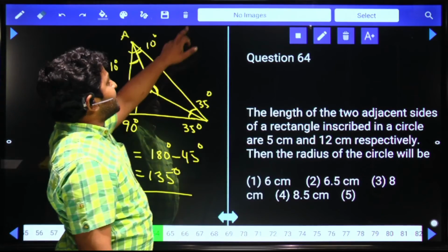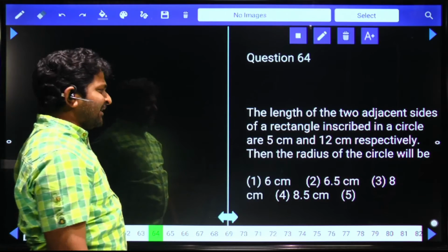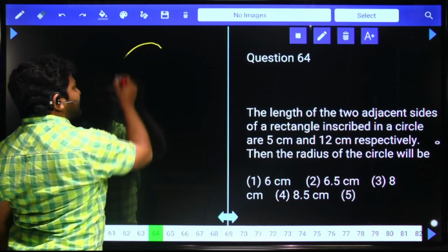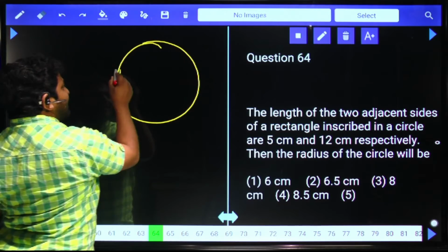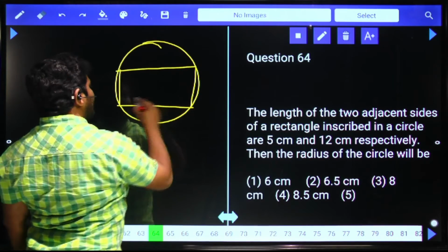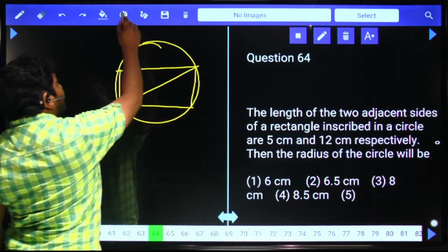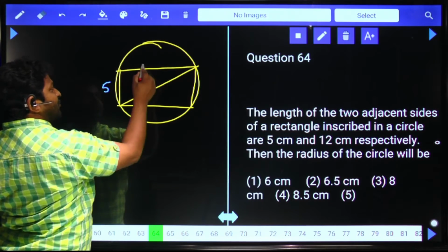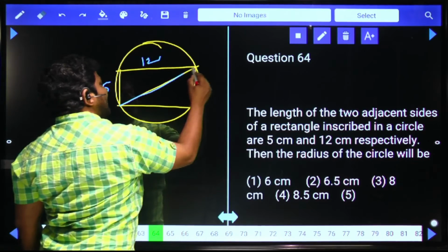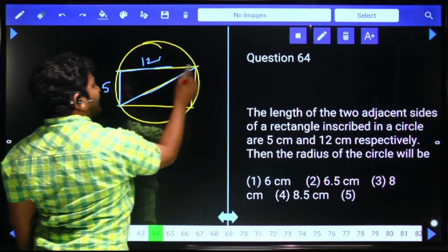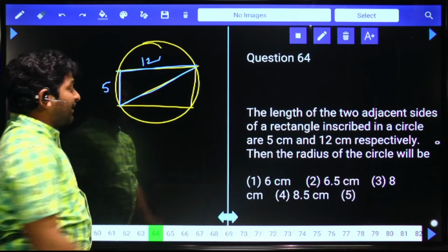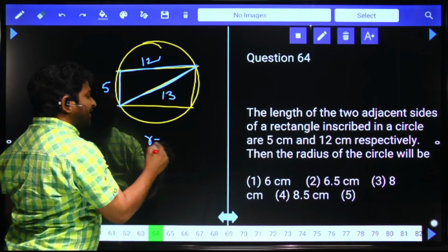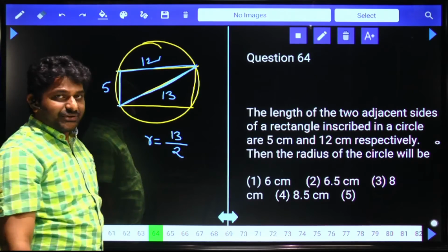Next, the lengths of two adjacent sides of a rectangle inscribed in a circle are 5 centimeters and 12 centimeters respectively. Then the radius of the circle is what? Now we have a circle here, and the rectangle is inscribed in it. You can calculate the diagonal. For the rectangle, two adjacent sides are 5 and 12. The diagonal is the square root of the opposite side squared plus the adjacent side squared, which is equal to 13. For the circle this is the diameter, but you are asked to calculate the radius, which is 13 by 2. Answer 6.5 centimeters, second option.